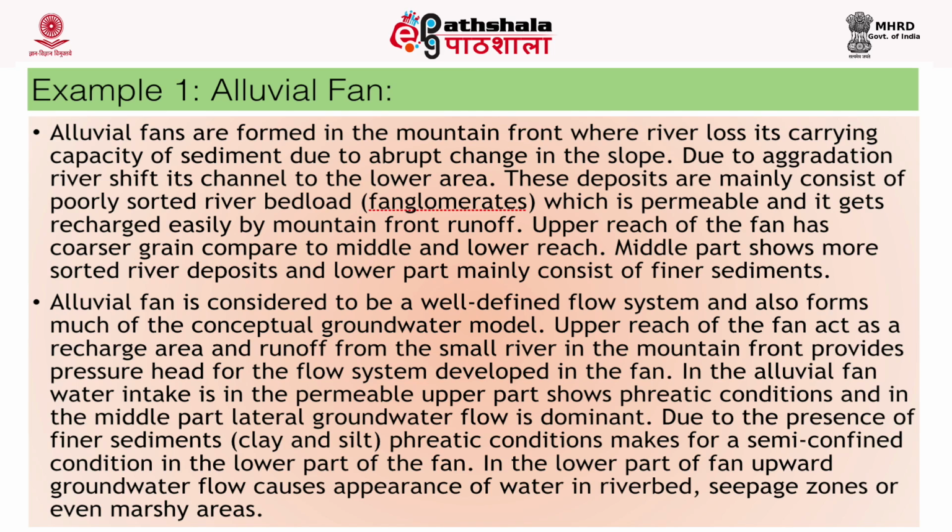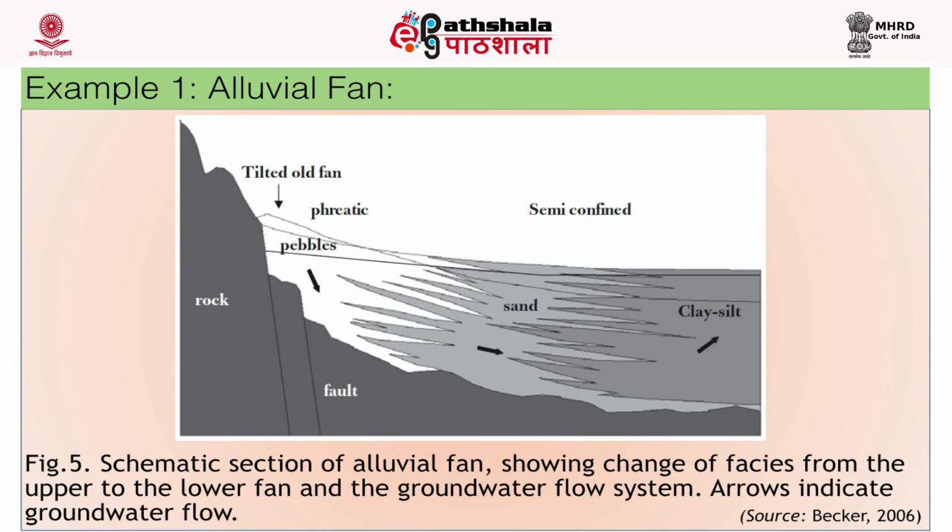In the alluvial fan, water intake is in the permeable upper part, which shows phreatic conditions, and in the middle part lateral groundwater flow is dominant. Due to the presence of finer sediments, mostly clay and silt, phreatic conditions change to semi-confined conditions in the lower part of the fan. In the lower part of the fan, upward groundwater flow causes appearance of water in the riverbed. Seepage zones or even marshy areas are found in the lower part of the alluvial fan.